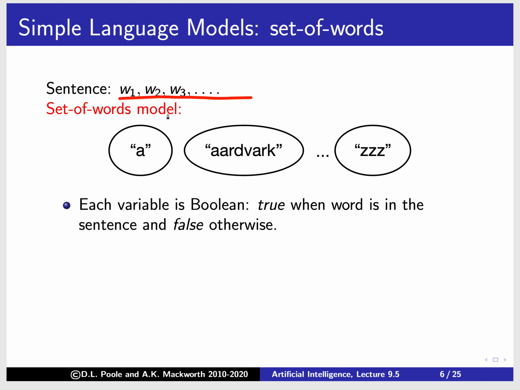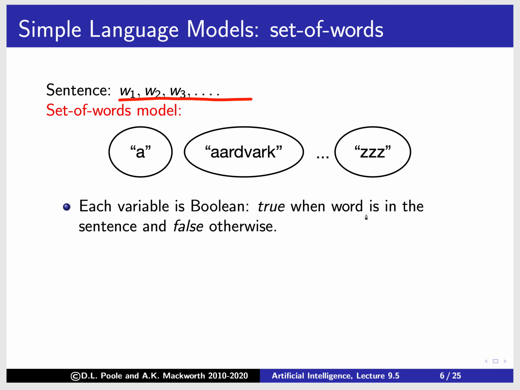The first one we're going to do is a set of words model. There's one random variable now for each word that we can have. This is true when the word is in the sentence and false otherwise. So that's what this language model is. And there are no arcs, so they're all independent.